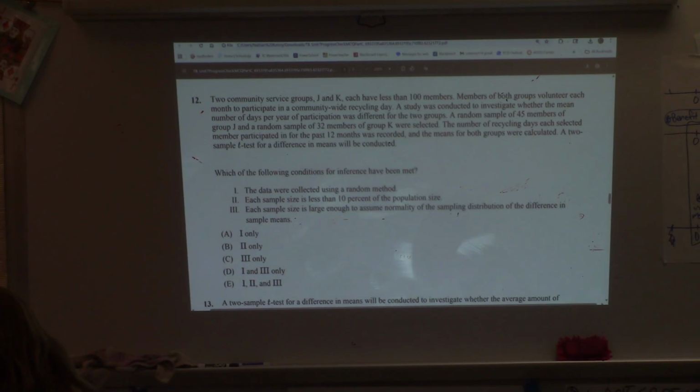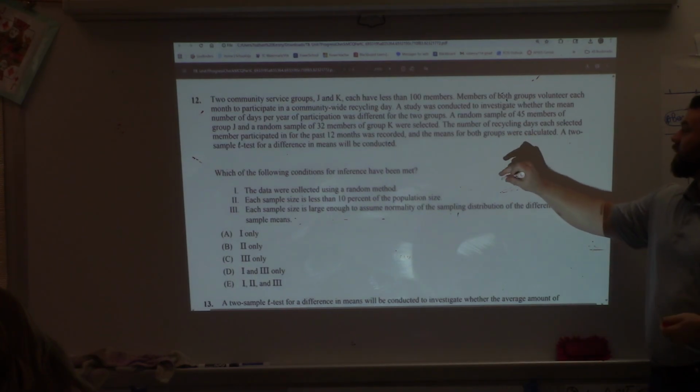See, this is what we want to get to. We're conducting a study to investigate whether the mean number of days per year of participation was different for the 2 groups. Okay, maybe matched pairs, but it's going to be 2 sample or matched pairs, but is it going to be a test or interval?